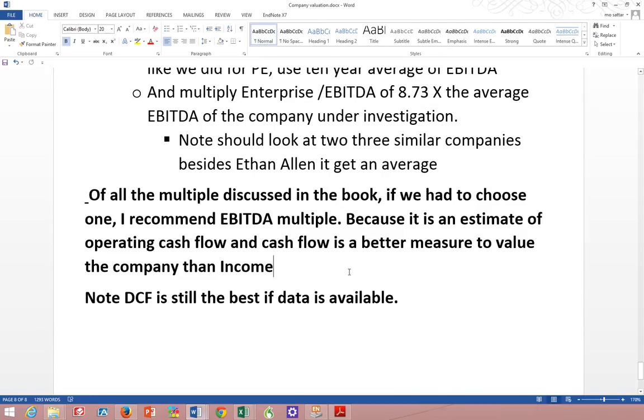But if I had to pick one of all the multiples, aside from the DCF, which is the way to do it if you have the cash flow available, but for the price multiples, the examples in chapter 6, I recommend using the EBITDA multiple. Why? Because it is an estimate of the operating cash flow of the business, and cash flow is a better measure of the value of a company than net income. Again, if enough data is available, we always want to use the DCF methods like I talked about at the front.